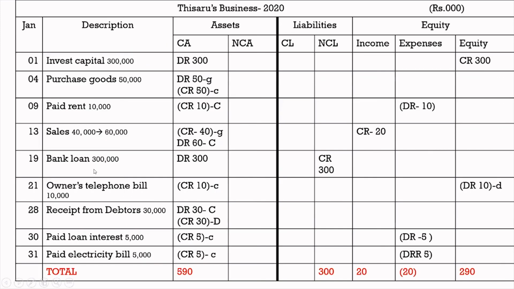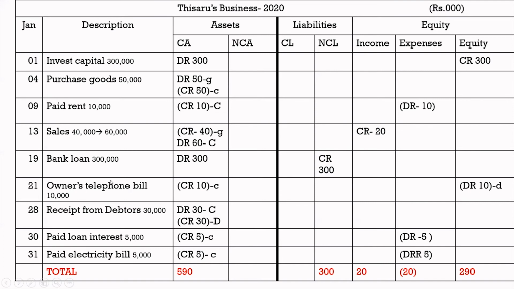So bank loan obtained 300,000. So our cash increases, our current asset increases. So that is a debit entry, as well as we have a new liability. So liability increase. So increase of liability is a credit. So we have a debit and a credit increment of the value of 300,000.